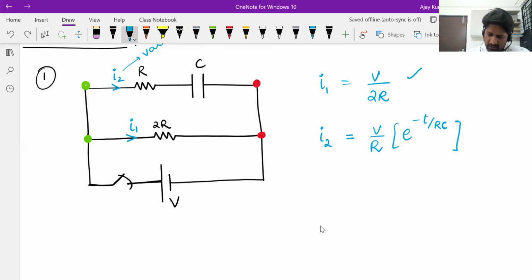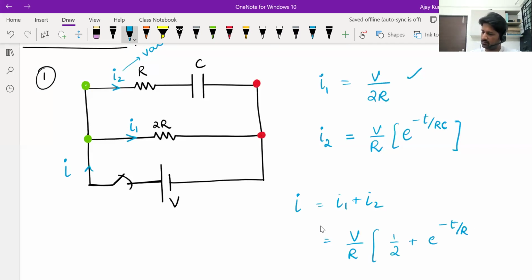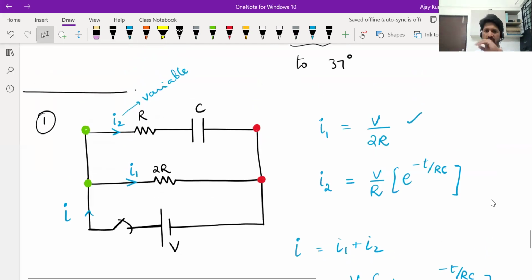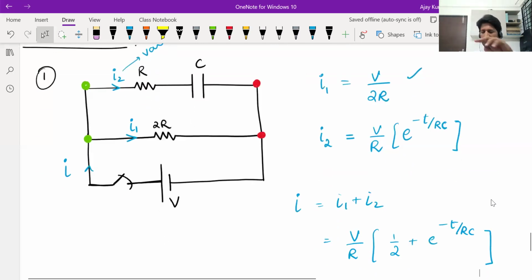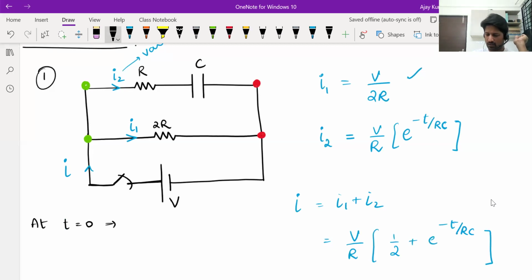And from simple KCL, you can say that the net current through the cell is I1 plus I2, which will be the sum of these two. So if you add them, it becomes V by R into (1 by 2 plus e power minus t by RC). Any doubts in this? Okay. So tell me, what is the net current through the cell at t equal to 0? From that current equation you tell, at t equal to 0, how much is I?